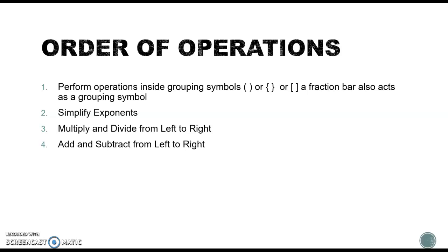After we take care of what's in the grouping symbols, and when you're in the grouping symbols, you do order of operations within the grouping symbols. But once we perform all of our simplifying within the grouping symbols, then we move to simplifying our exponents, which is why we did the last video about powers. After we simplify our exponents, we should be left with numbers with either multiplying, dividing, adding, or subtracting.